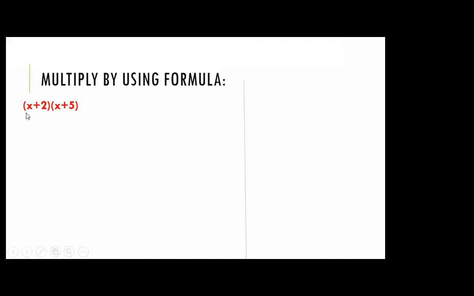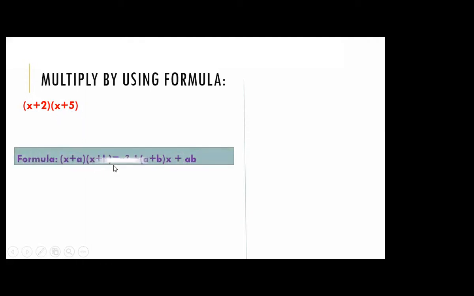Now first let's check whether the conditions are fulfilled or not. Yes, here the first terms are the same and the second terms are different. The first term is x in both brackets and the second terms are different, that is 2 and 5. That means we can use the formula. Now let's compare the left hand side of the formula with our question. In the formula there are two brackets on the left hand side, and in the question there are two brackets.